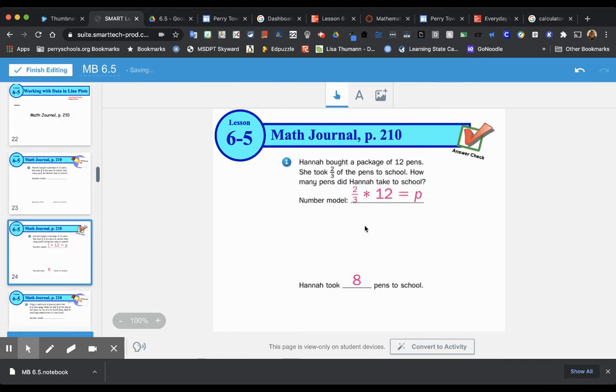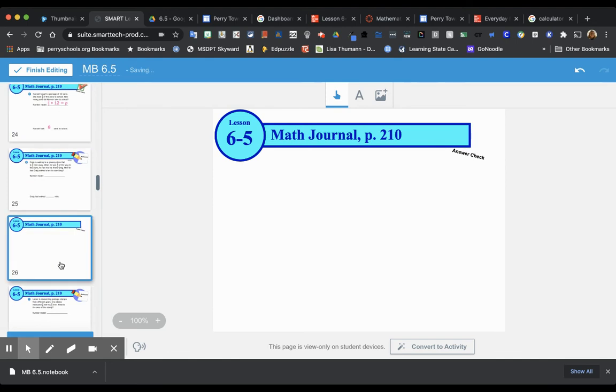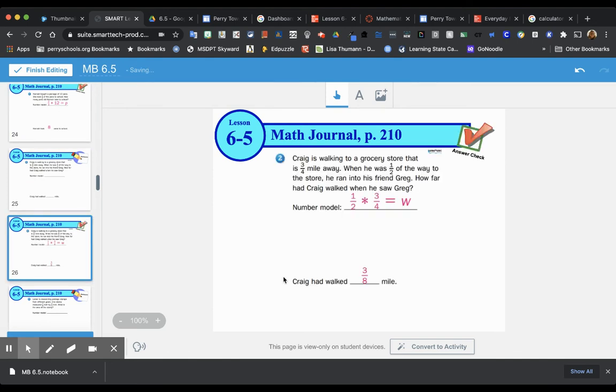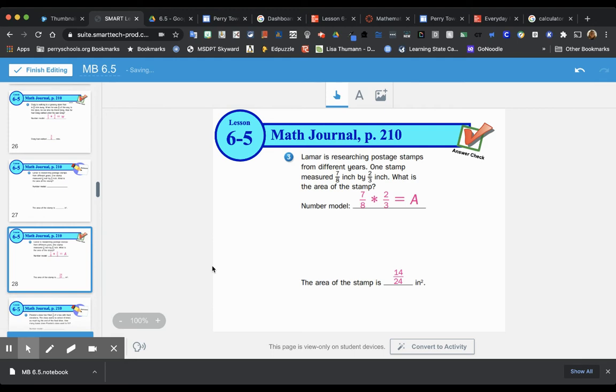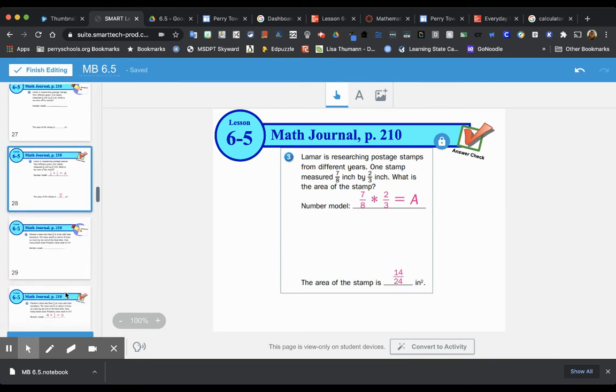For number 1, you should have found that we did 2/3 times 12 because it's 2/3 of 12 equals, we put P for pens, and we see that we get 8 pens. For number 2, we had 1/2 times 3/4 because it was 1/2 of 3/4, and we get 3/8 of a mile. Number 3, 7/8 times 2/3 because we were finding area, and we got 14/24. You could reduce this. You could put it in simplest form. We could do 7/12 because we could take the top divided by 2 and the denominator divided by 2.